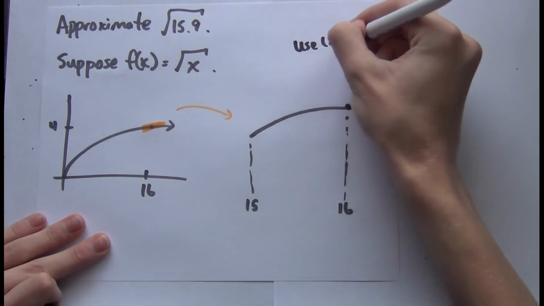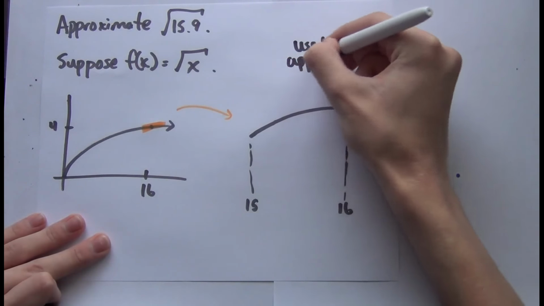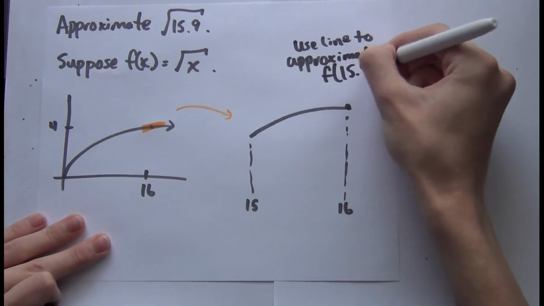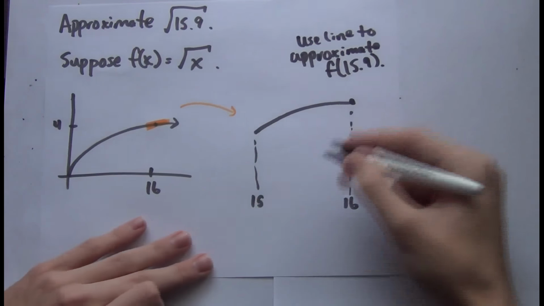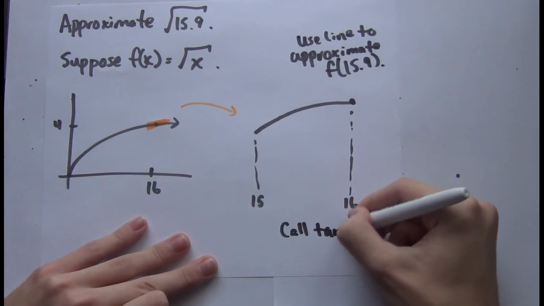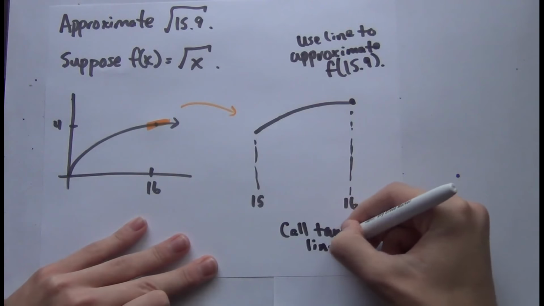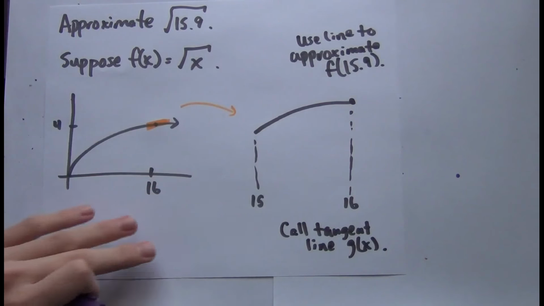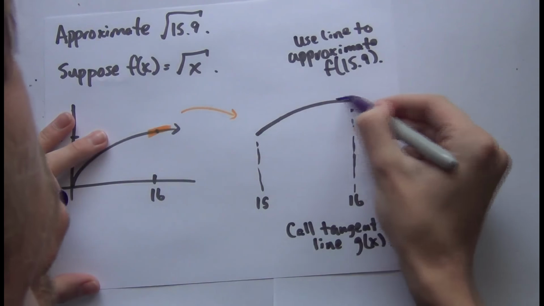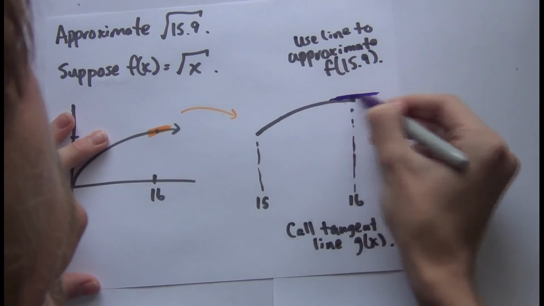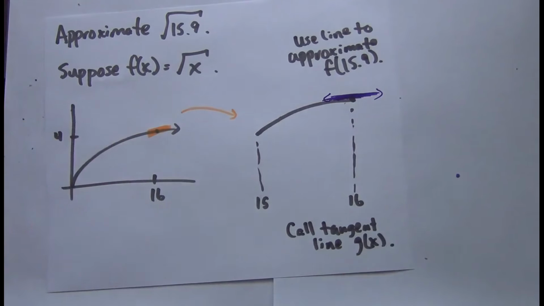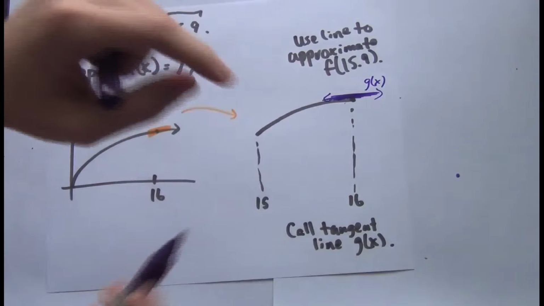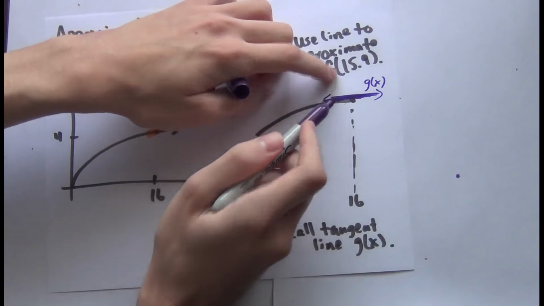Okay, so first I'm going to use a tangent line to approximate f of 15.9. I'm going to call the tangent line g of x. So if I want to view the tangent line at 16, let's say that it looks a little something like this. I didn't exactly draw this to scale, but you can kind of see where I'm going with that. So that's my tangent line g of x. Finding the equation of that tangent line is going to allow me to plug in values really close to 16 and get something pretty accurate.